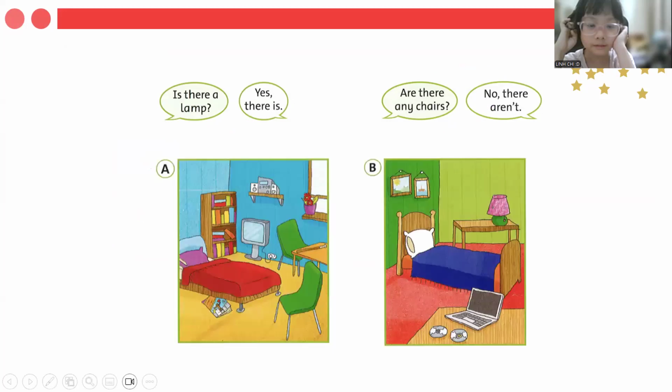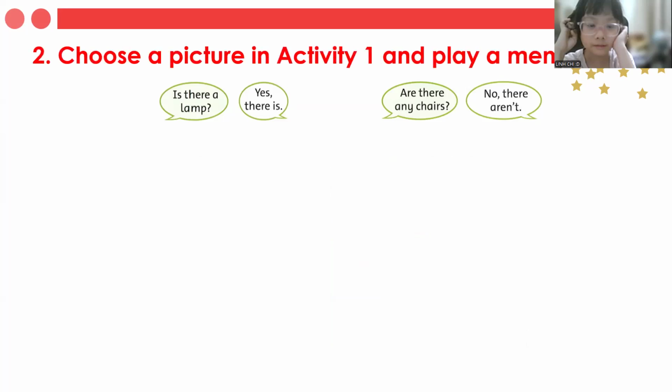I will let you look at the picture for 3 seconds. One, two, three. All right, ready or not? I'm gonna ask you something. Are there any purple chairs in the picture? No, there aren't. Very good. I want you to answer in a complete sentence.